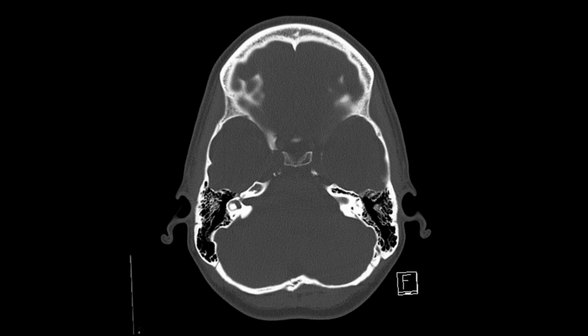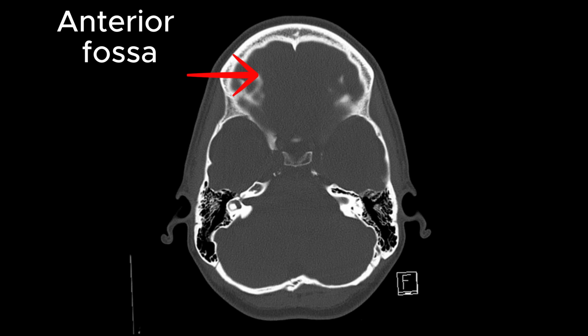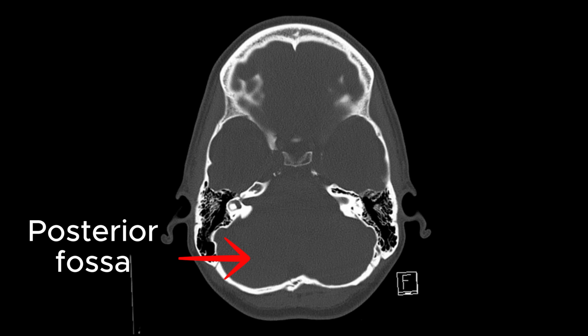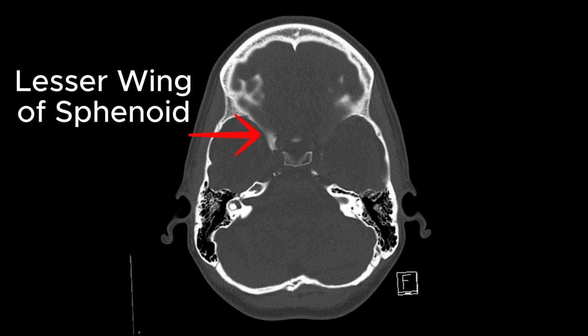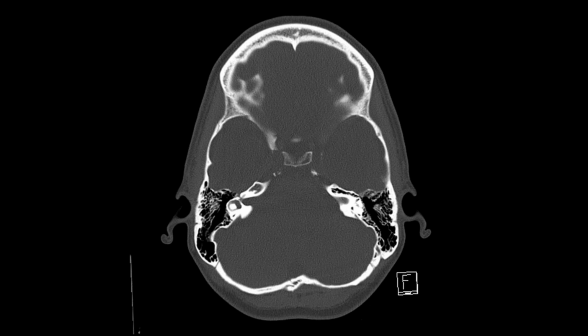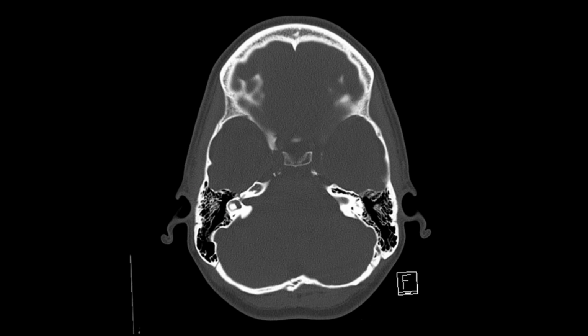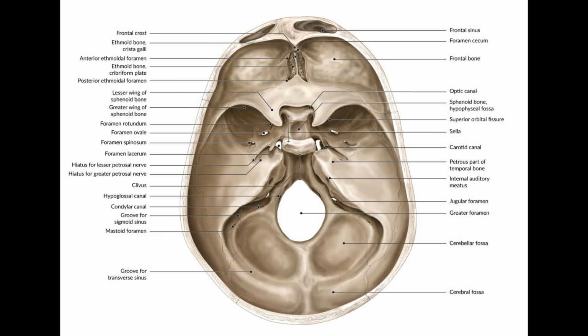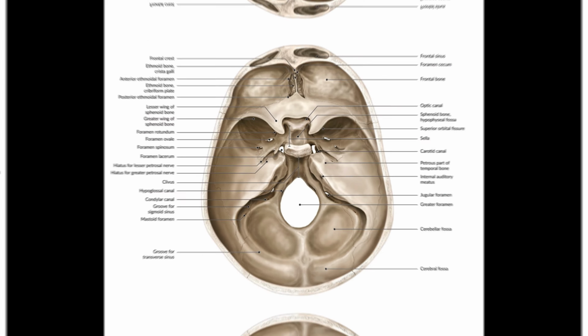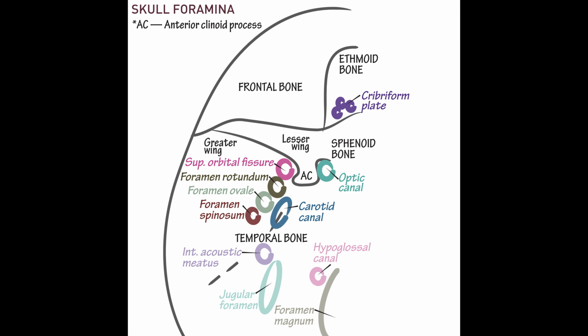As we have discussed it earlier, skull base is divided into three fossas: anterior, middle, and posterior cranial fossa. Lesser wing of sphenoid separates the anterior and middle fossa. Frontal lobe lies in anterior fossa while temporal lobe lies in middle fossa. Posterior fossa is separated from middle fossa by petrous part of the temporal bone, and it contains the brainstem and the cerebellum. In the skull base, numerous foramina are present that transmit cranial nerves, vessels, and other structures.